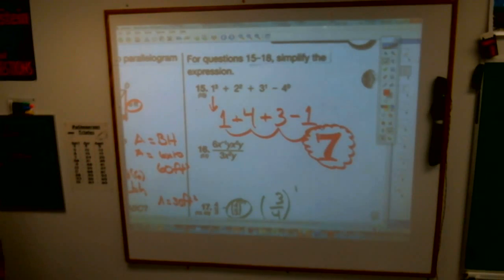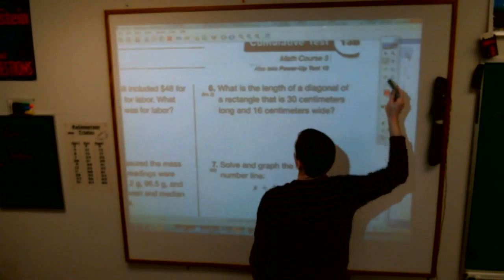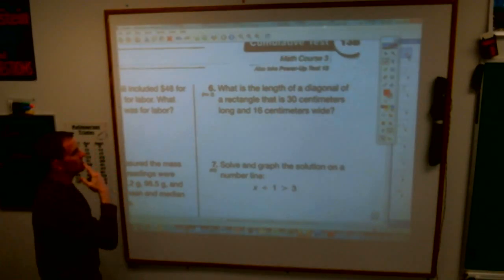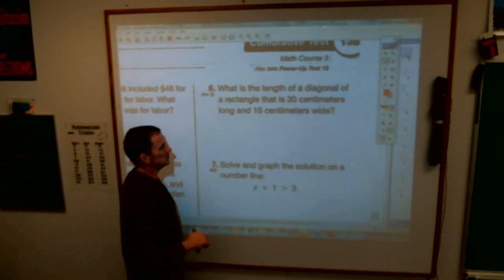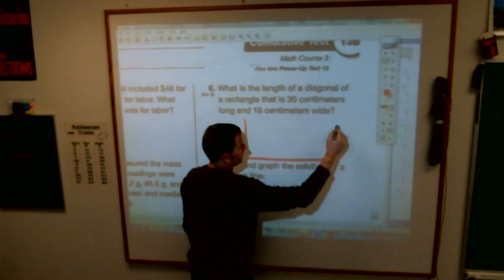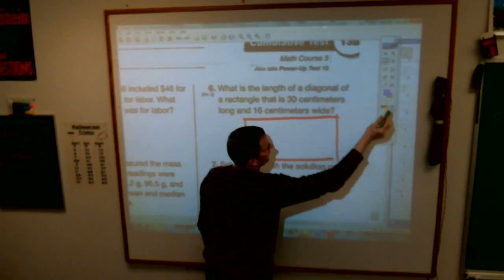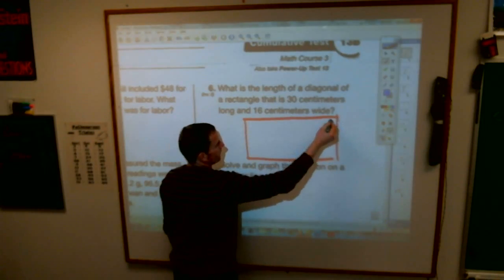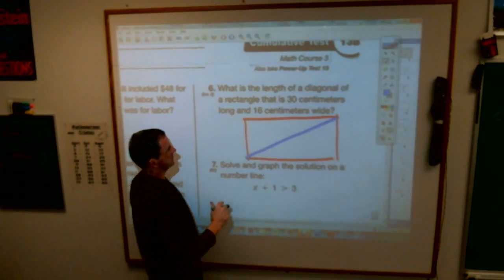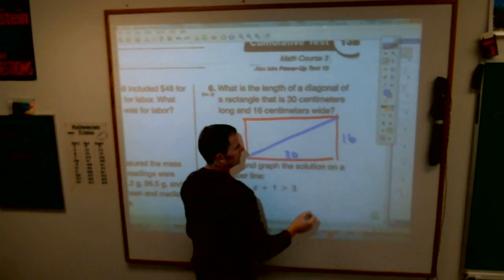Nobody on number 16. Delaney. Six. Number six. What is the length of the diagonal of a rectangle that is 30 centimeters long and 16 centimeters wide, which I'm sure everybody drew? A rectangle that's 30 centimeters long and 16 centimeters wide.